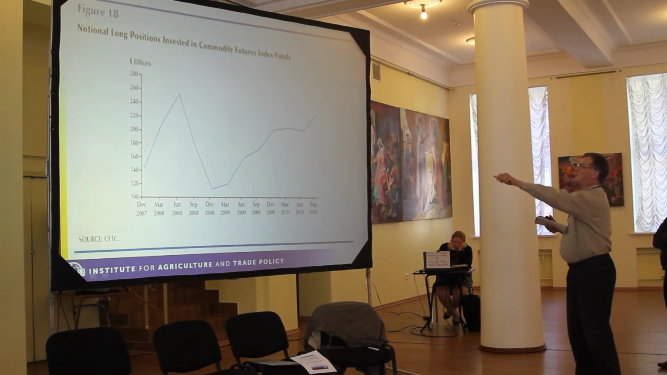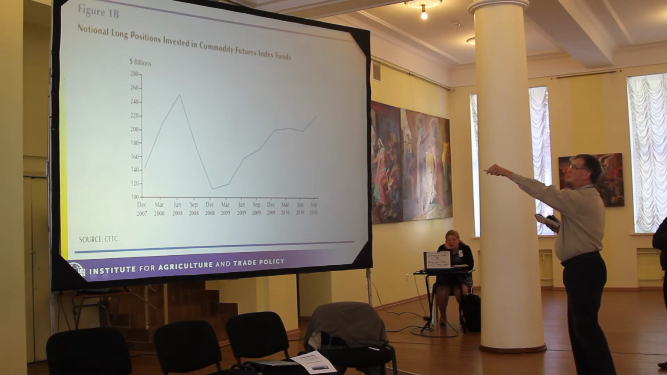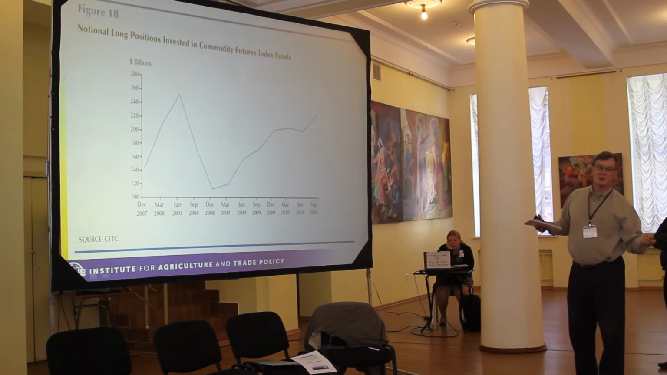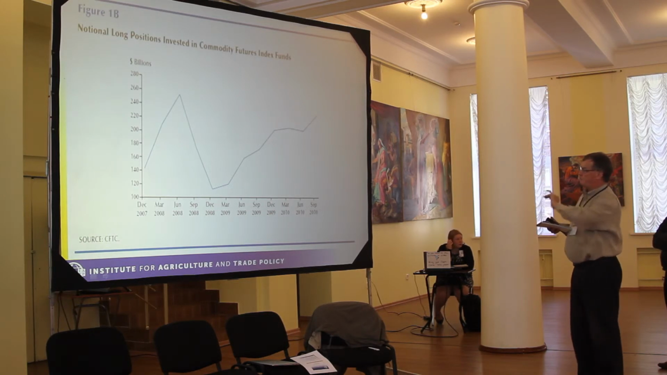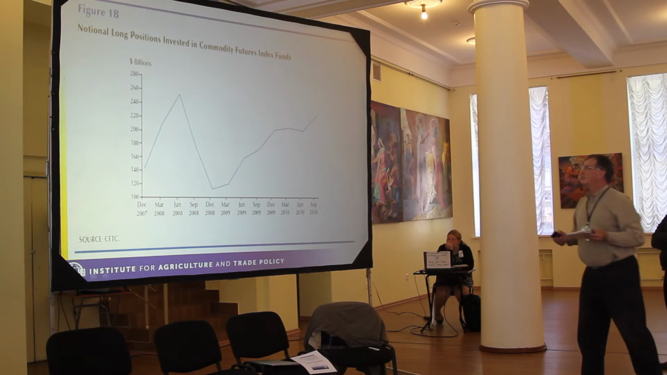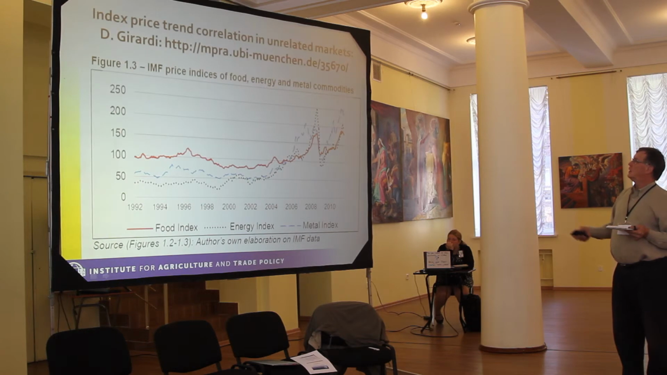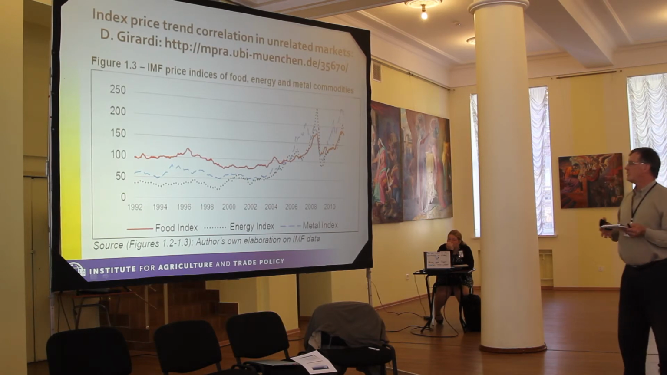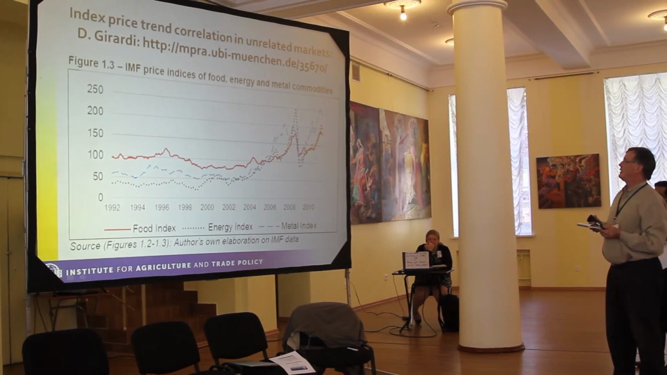So this gives you a quick picture. You've got about $260 billion here at the peak. These are all invested to increase prices. You have a crash in 2008. Everybody gets out. The government comes to the rescue, and long positions start rising again. You have volatility in unrelated markets because of the bundling of the commodity contracts.